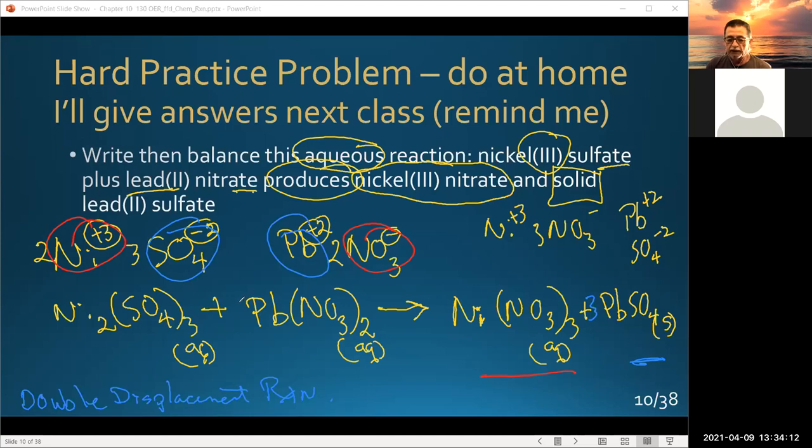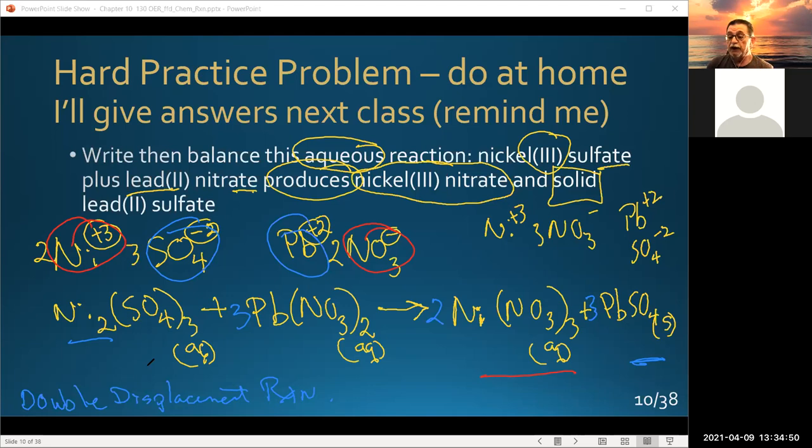All right, let's do this. What if I put a 3 in front of the lead nitrate to pick up my lead? That gives me 6 nitrates. So I go back to my nitrates, and if I put a 2 in front of nickel nitrate, guess what? I got 6 nitrates, and it gives me 2 nickels. Well, just by default, I'm good to go with the nickels because nickel sulfate requires 2 nickels, so that balances out.